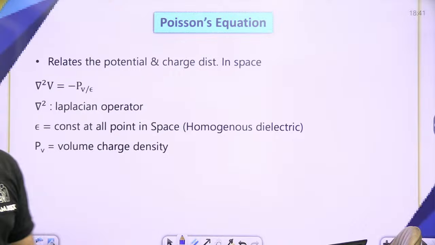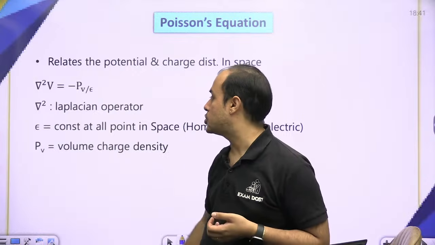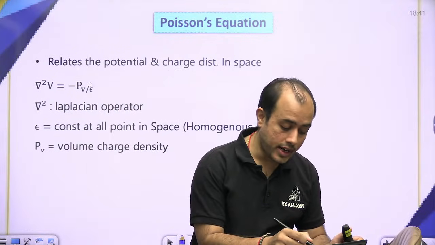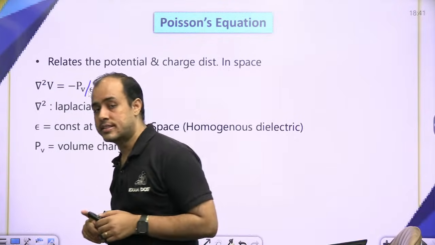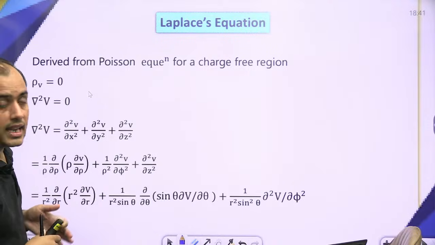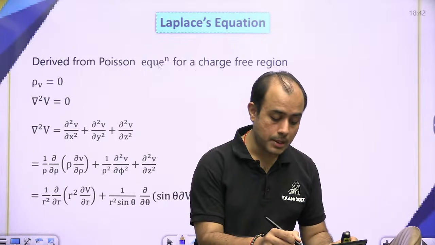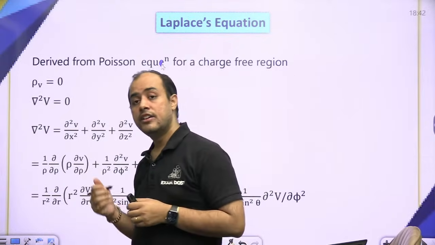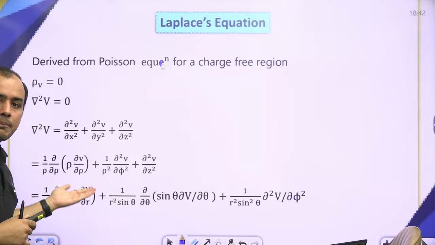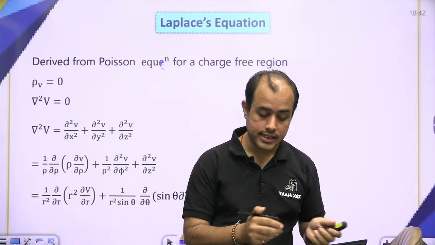ठीक है? Next is the Poisson equation, beta. It relates the potential to the charge distribution. It says Laplacian of V is minus rho v by epsilon. Now it assumes that epsilon is constant. ये मान के चलता है epsilon constant है, यानी dielectric is homogeneous. Now Poisson equation helps us in deriving the Laplace equation. So this is the Poisson equation, but for a charge-free region where rho v is 0. So if rho v is 0, del square V is 0. So these are the Laplacian values. Okay, Laplacian values, and we know the Laplacian in general.